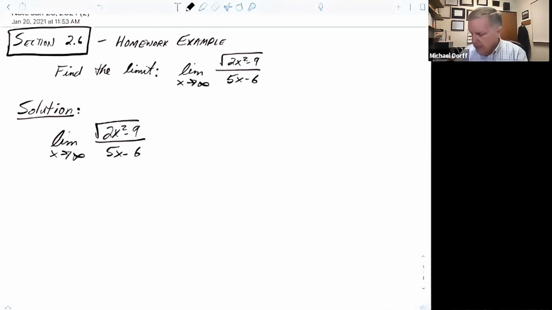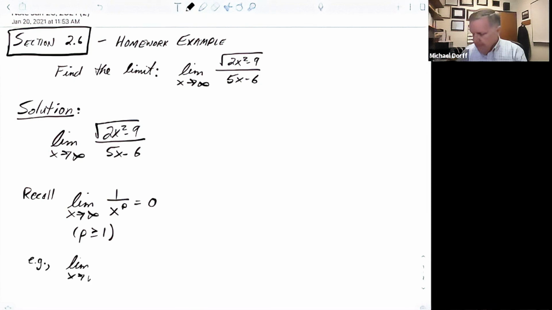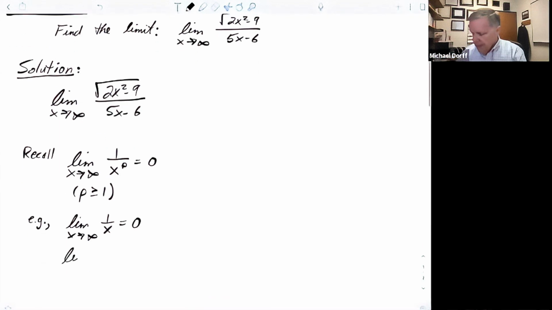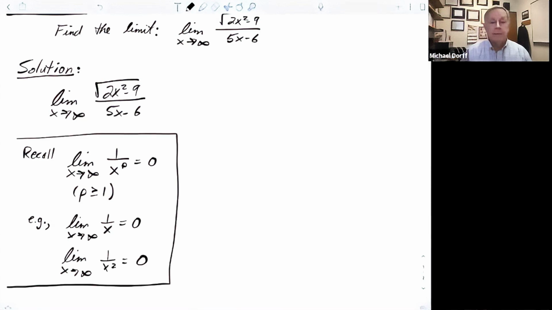So one of the properties we know is that if I have a limit as x is going to infinity, and I have 1 over x to the p power, where p is greater than or equal to 1, then that limit equals 0. So an example of that is the limit as x goes to infinity of 1 over x equals 0. Or the limit as x goes to infinity of 1 over x squared equals 0. That's a fact that we talked about, that it's in the lecture notes. So that's a useful one that we're going to use here.